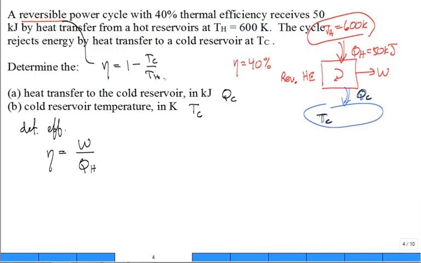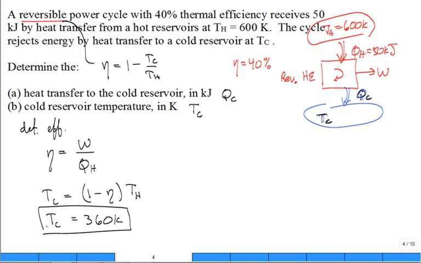Let's go ahead and solve for part B right away. So Tc is equal to 1 minus the efficiency times Th. Because it's a reversible power cycle, that gives us the maximum thermal efficiency, 1 minus Tc over Th. And we can calculate that the temperature is 360 Kelvin.